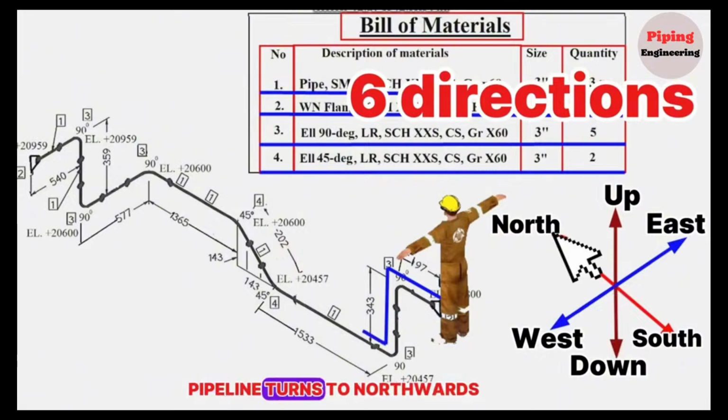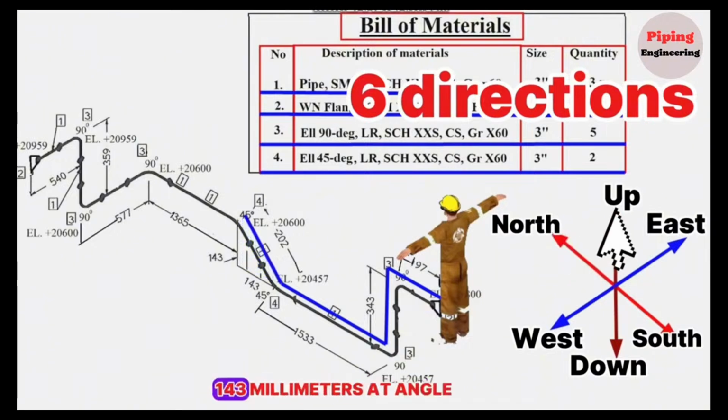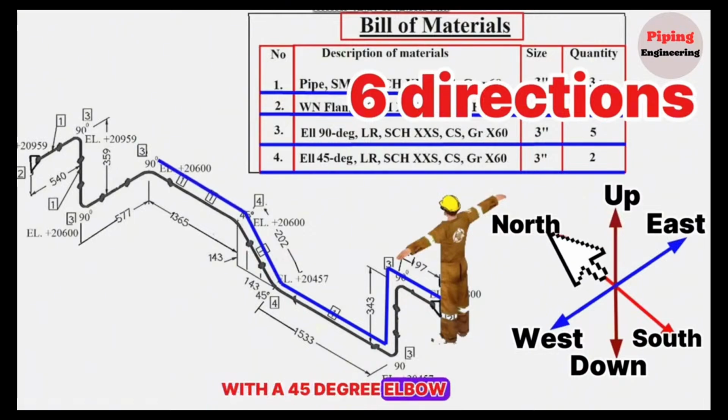Then, the pipeline turns northwards with a 90-degree elbow, and continues a length of 1,533 millimeters. At this point, the pipeline first continues northwards a length of 143 millimeters, then rises upwards 143 millimeters at an angle with a 45-degree elbow. Then the pipeline extends northwards with a 45-degree elbow and continues a length of 1,365 millimeters.